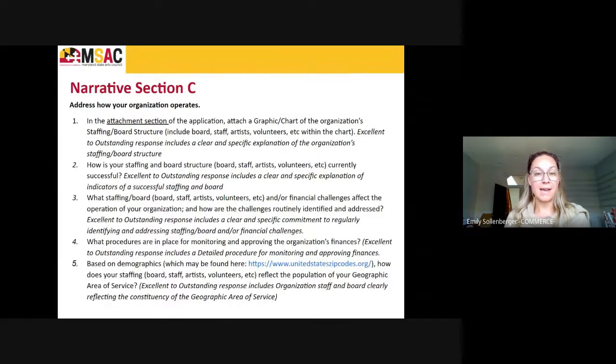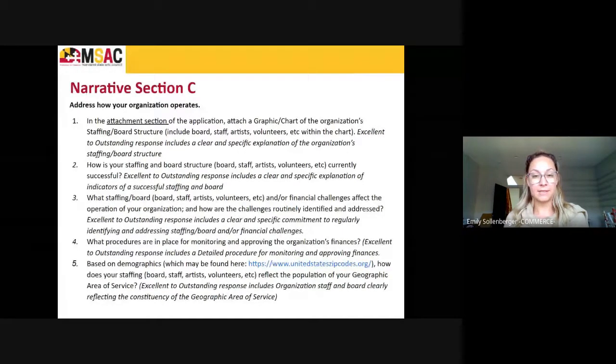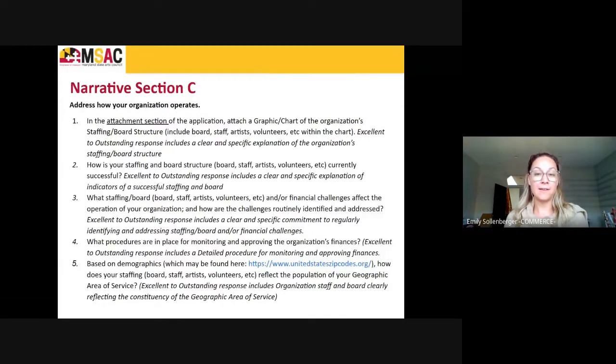The second question is, how is your staffing and board structure currently successful? So specifically looking at board, staff, artists, volunteers, etc., how they're successful. An excellent to outstanding response includes a clear and specific explanation of indicators of success for staffing and board. The third is, what staffing, board, and/or financial challenges affect the operations of your organization, and how are these challenges routinely identified and addressed?